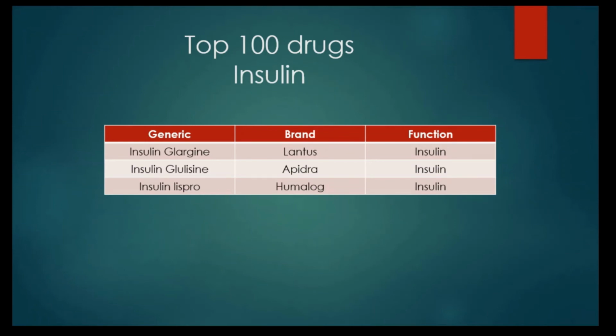Now with the insulins, it gets pretty complicated. I've chosen the top 3 that I've seen the most. There is a ton of insulin out there. Alright, so we've got insulin glargine, which is Lantus. We've got insulin glulisine, which is Apidra. And we've got insulin Lispro, which is Humalog.